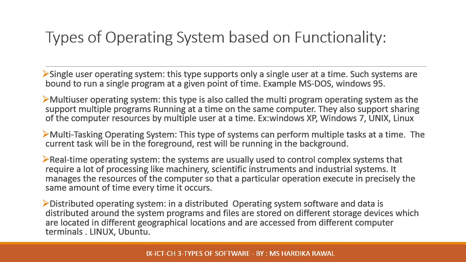The last one is distributed operating system. In this system, software and data is distributed around the system. Programs and files are stored on different storage devices which are located in different geographical locations and are accessed from different computer terminals. Each system has its own system clock, data structure and memory. They don't share any of these.